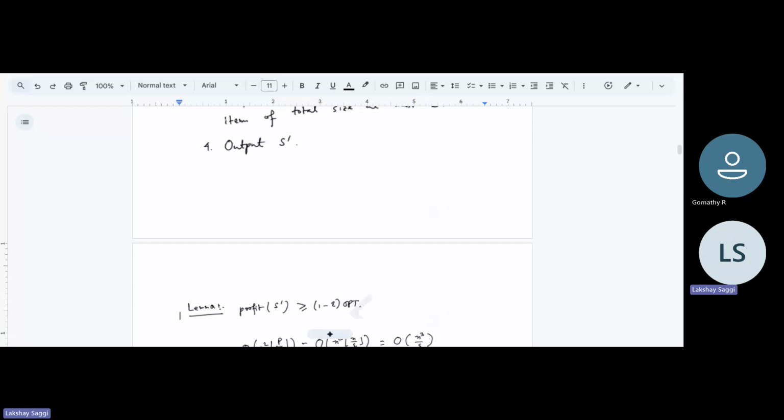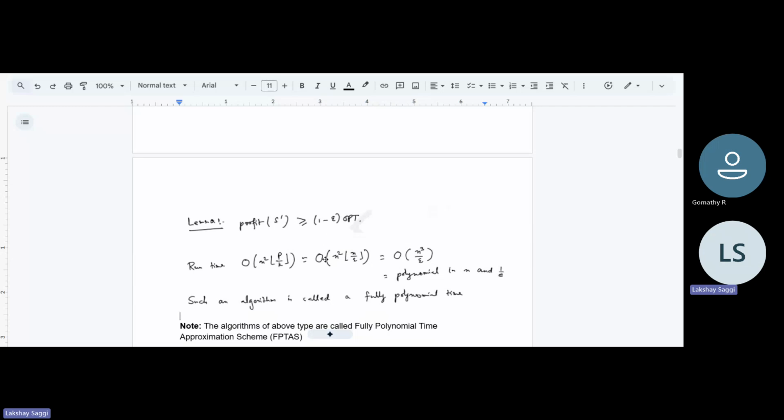We'll not be going over the proof here again because these sessions are not substitutes for lectures. I'll be assuming that you have seen the lecture videos, and these are just brief revisions. It can be shown that the profit of the solution of our algorithm will be greater than or equal to 1 minus epsilon times the profit of the optimal algorithm, which means our solution is a 1 plus epsilon approximate solution or something.